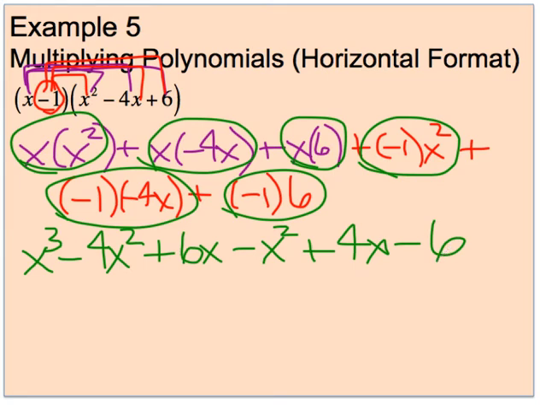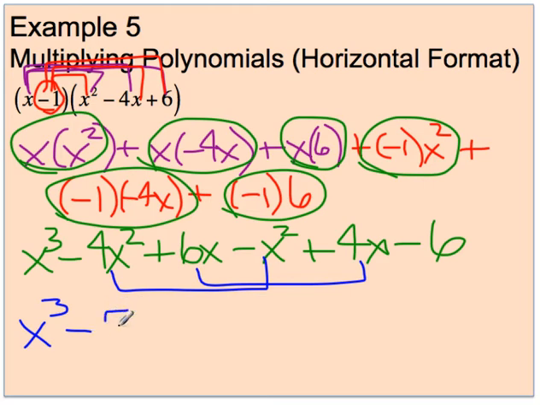Now, final step, we want to combine like terms. So we have like terms here and here. So writing this in standard form, I have x to the third minus 4x squared minus x squared. That's going to give me minus 5x squared. I have plus 6x plus 4x. It's going to give me plus 10x. And then finally minus 6.